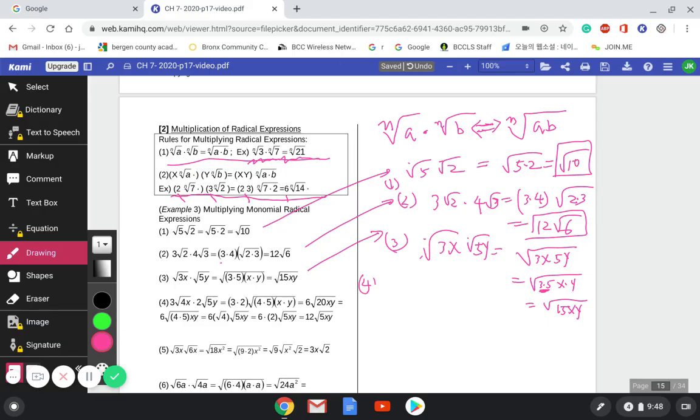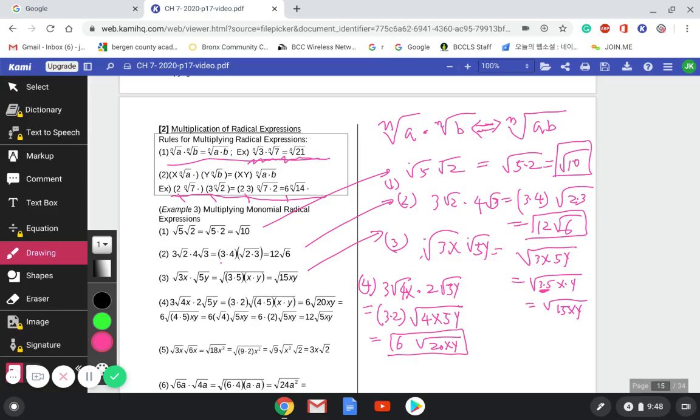Number 4, if you have a 3 radical 4x, multiply with a 2 radical 5y, you combine outside together and combine inside together. So end up with a 6 square root of 20xy.